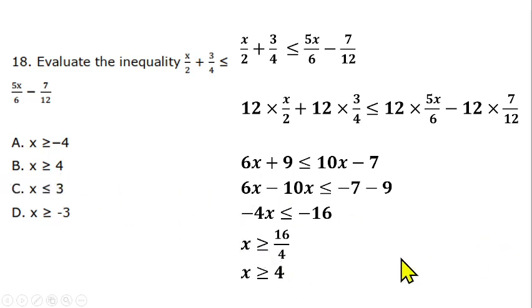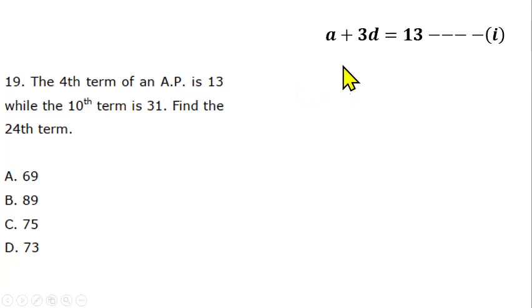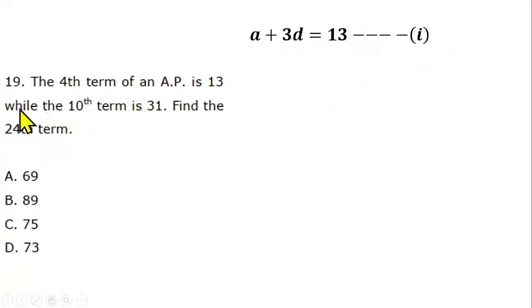for question number 18. Question number 19 is from sequence and series. In this case, arithmetic progression. The fourth term of an AP is 13. What's the fourth term of an AP? That is a plus 3d. So we have a plus 3d equals 13. While the 10th term is 31. What's the 10th term of an AP? That will be a plus 9d. A plus 9d equals 31.